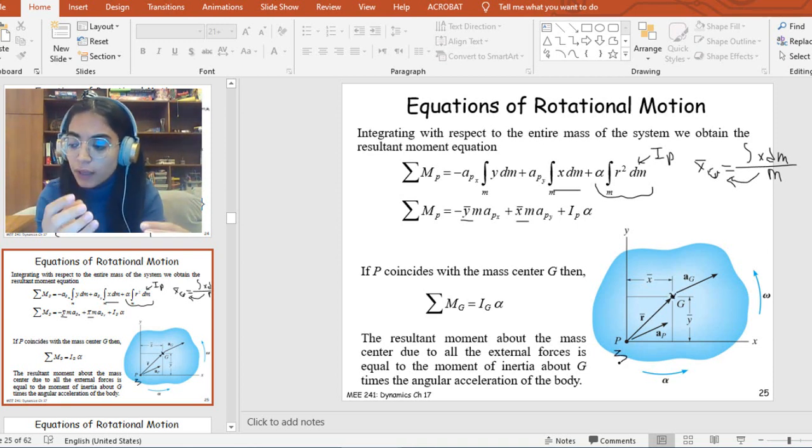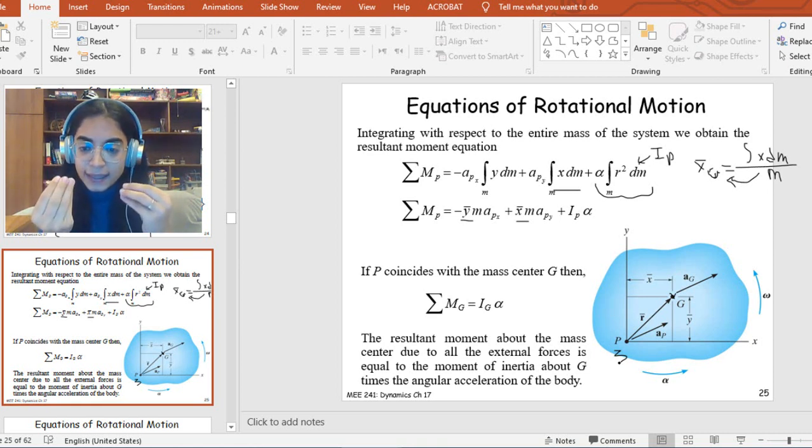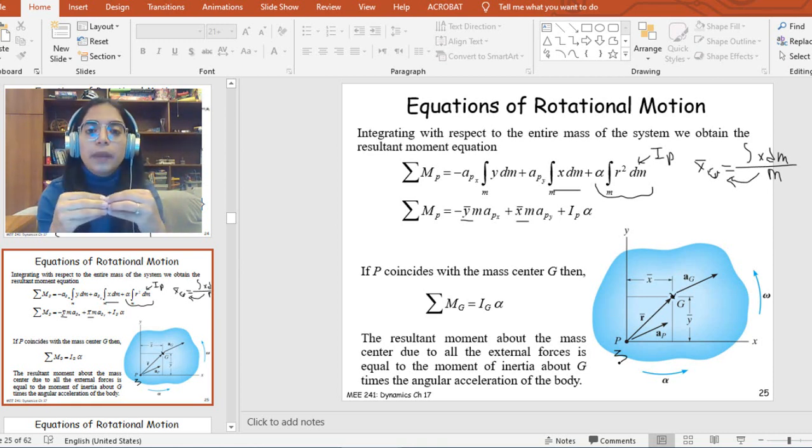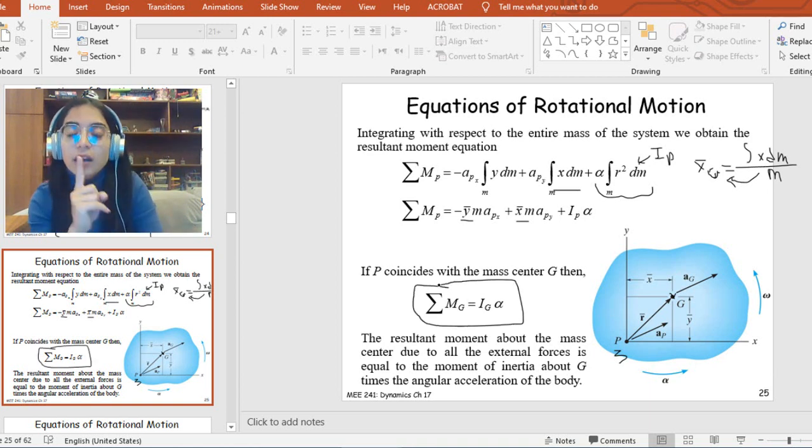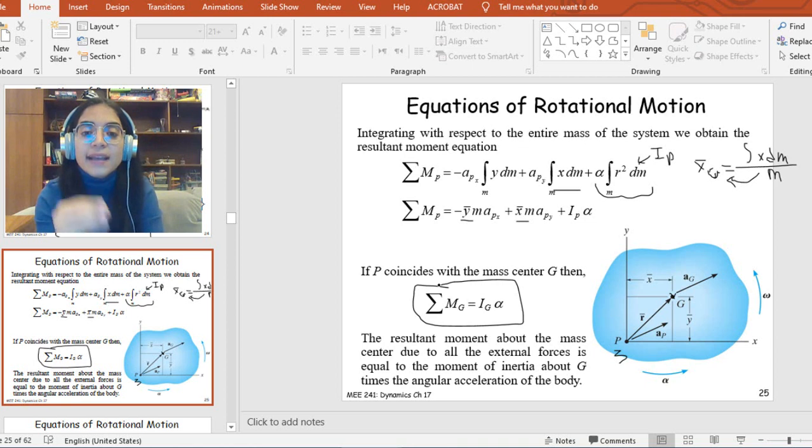Now, what if this center of mass is coincident with P? In this case, x bar and y bar will be equal to 0, and this will give me this equation that, if you remember, I used in order to prove what the mass moment of inertia is physically, right? So this equation represents the sum of moment around the center of mass, and it's equal to the mass moment of inertia around the center of mass times alpha, where alpha is the angular acceleration.